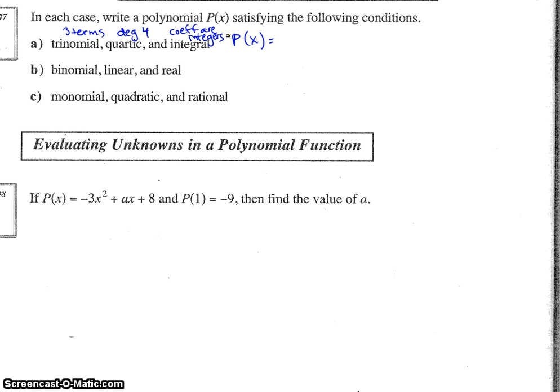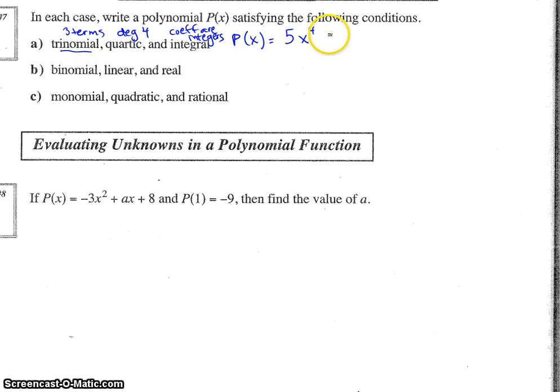All right, so let me think. 3 terms, degree 4. So I'm going to start with a degree 4 term. My coefficient needs to be an integer. There we go, 5 would work. You could put as many terms as you wanted. You could go down to x cubed, x squared, whatever. But we do have to have 3 terms, right?